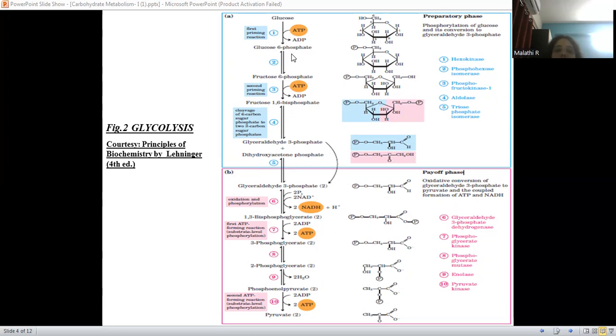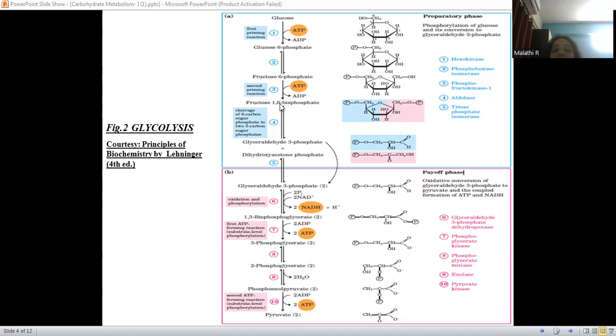So glucose will be converted to glucose 6-phosphate by means of hexokinase, where ATP will be utilized. This is the first priming reaction where we invest the first ATP molecule. Then glucose 6-phosphate is converted to fructose 6-phosphate by means of phosphohexose isomerase. So an isomerization reaction takes place, and again fructose 6-phosphate is converted to fructose 1,6-bisphosphate by means of phosphofructokinase 1. And here also ATP will be used for the phosphorylation, and this is the second priming step where we invest ATP.